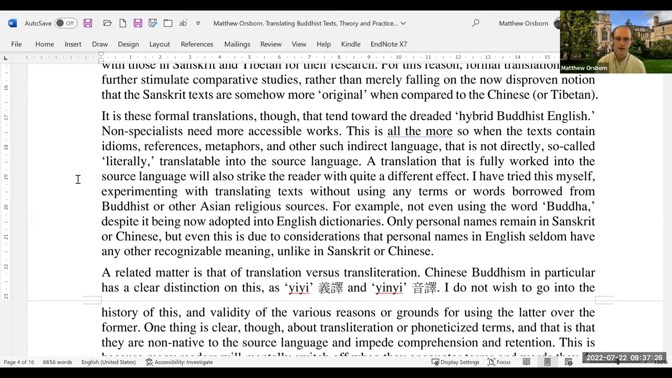And I translated for many years before I really learned this, and I've tried this myself, experimenting with translating texts without using any terms or words borrowed from Buddhist or other Asian religious sources or languages. For example, translate without even using the word Buddha, even though the word Buddha is now being adopted into English dictionaries. Only personal names remain in Sanskrit or Chinese, but even this is due to considerations that personal names in English seldom have any other recognizable meaning, unlike in Sanskrit or Chinese.